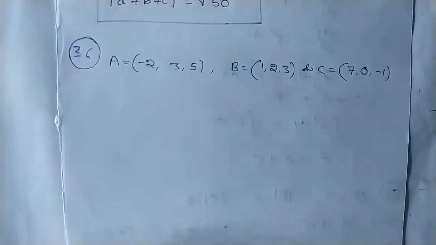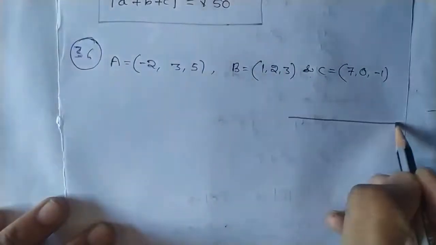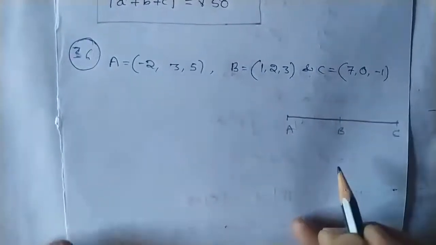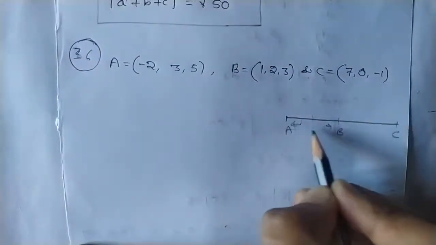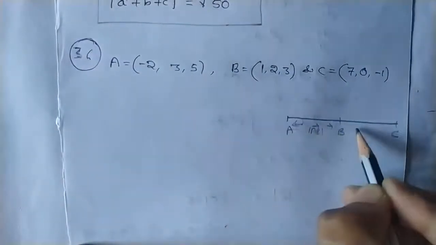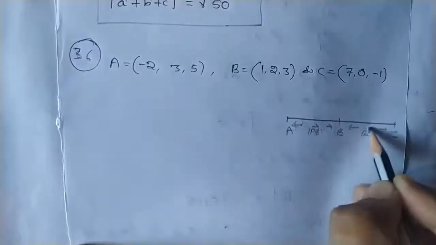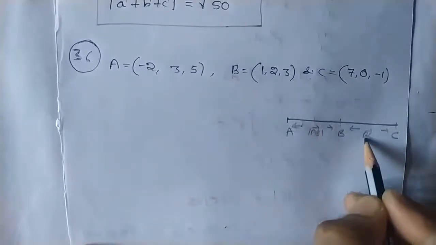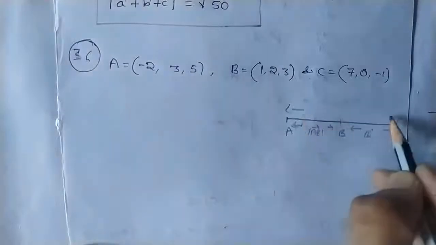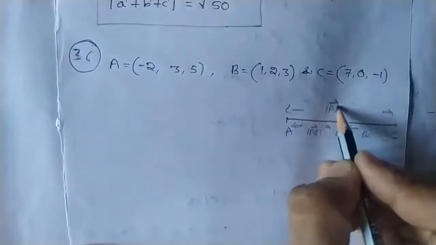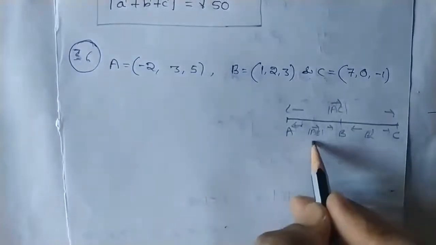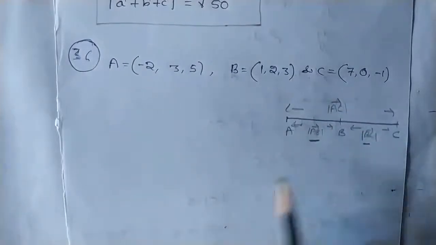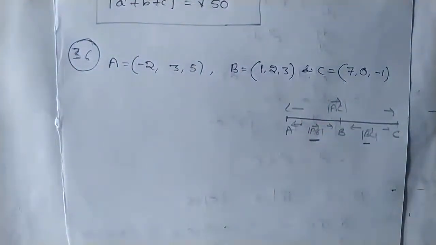We know that collinear points lie on the same line A, B, C. The first thing, we have to find the magnitude of AB vector. Next, the magnitude of BC vector. The sum of the magnitudes of AB vector and BC vector is equal to the magnitude of AC vector. First we have to find the magnitude of AB, magnitude of BC, and magnitude of AC. This must be equal to the magnitude of AC.